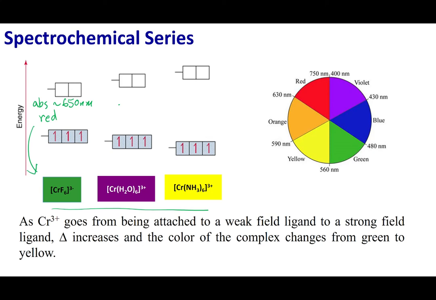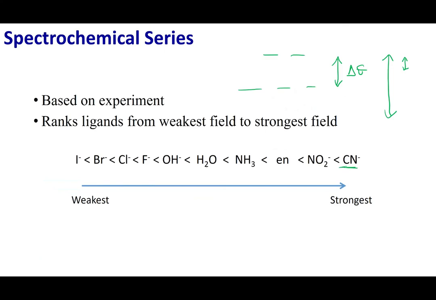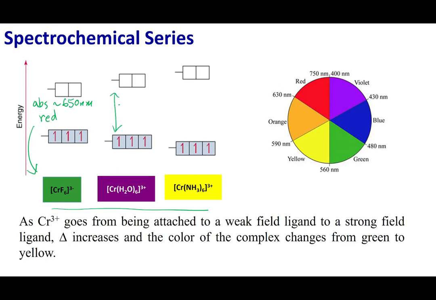Now, if I look at H2O, H2O is a stronger field ligand than fluorine. You guys can see it way down here. And so what that means is it's going to make that gap bigger. And so now you see a greater splitting. So that means that this complex is going to absorb higher energy light or shorter wavelength light. And so let's go ahead and say that this absorbs around 575 nanometers. This corresponds to yellow, and because it absorbs yellow light, that means it's going to look purple to us.